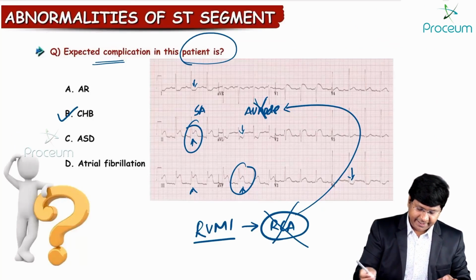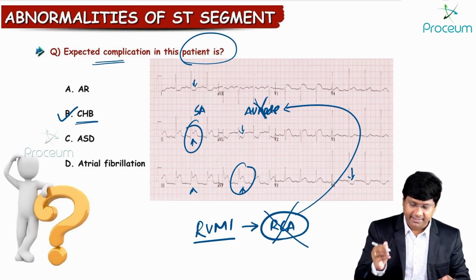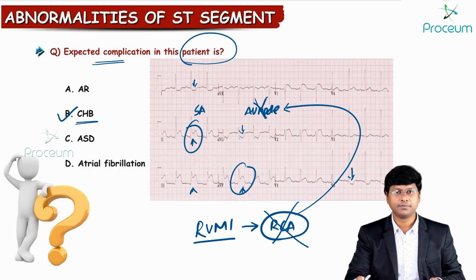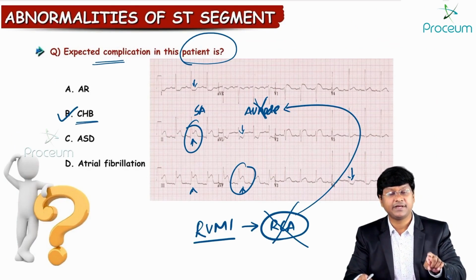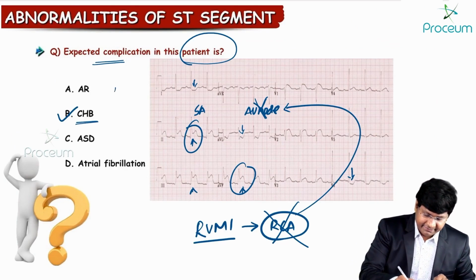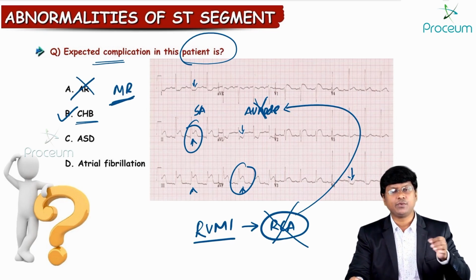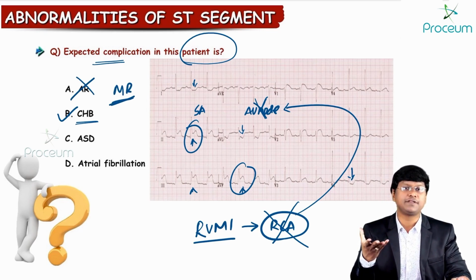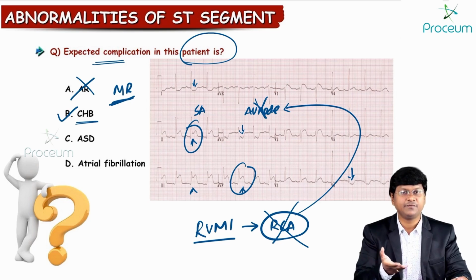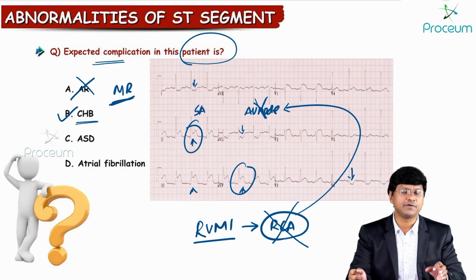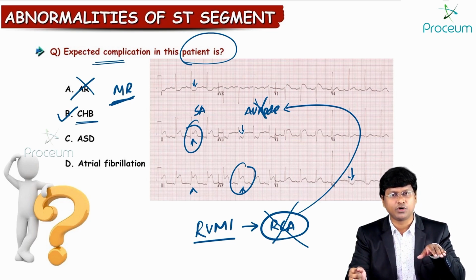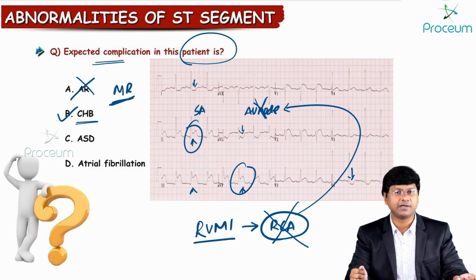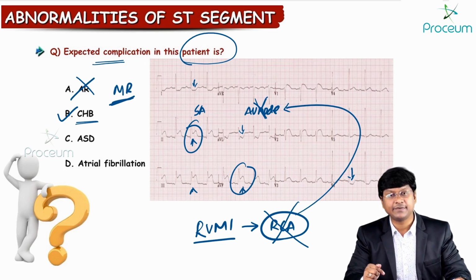So the expected complication in this patient is the complete heart block secondary to your AV nodal block. These patients with RVMI or inferior wall MI, they can develop mitral regurgitation but not the aortic regurgitation. And why do you think that they will develop mitral regurgitation? Because of the rupture of the papillary muscles from that particular inferior wall. And once there is rupture of the papillary muscles from that particular inferior wall, the individual can develop the mitral valve prolapse and that will subsequently cause the mitral regurgitation.